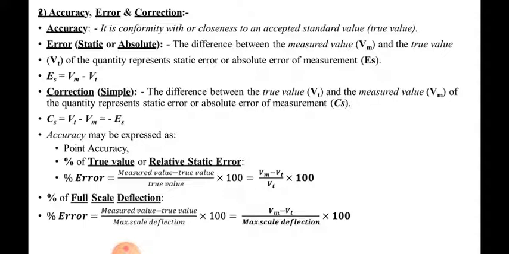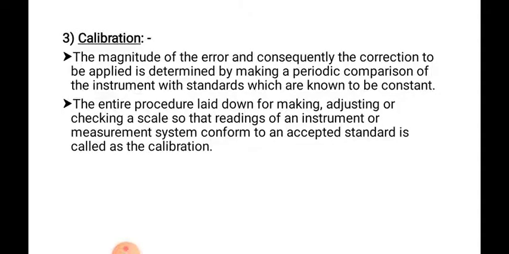And the full scale deflection error is nothing but the measured value minus true value upon maximum scale deflection into 100. So here we have studied the accuracy. What is accuracy? Accuracy is the conformity, or what we can say, the closeness of measured value with true value. That is nothing but the accuracy. The next parameter is calibration.